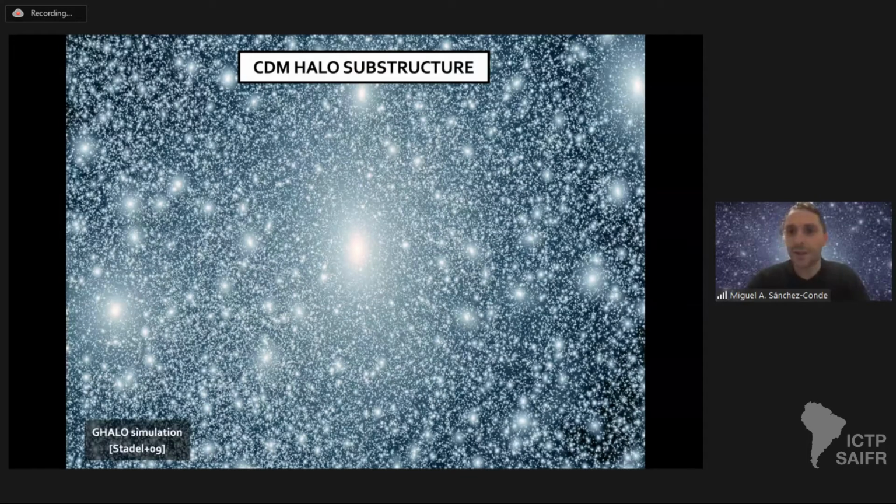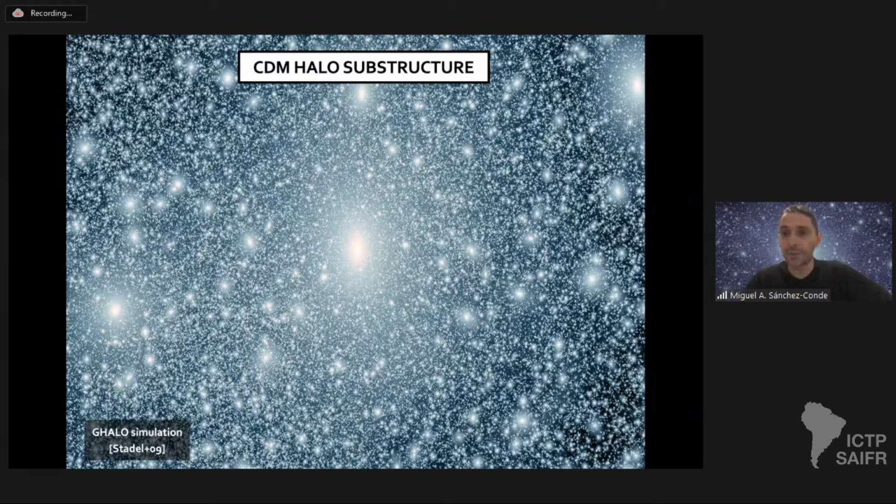So let me start with an image like this one. This is a snapshot at redshift 0 of an N-body cosmological simulation of a Milky Way size halo, by the way. This is in particular coming from the GHALO simulation performed by Stadel and collaborators more than 1 decade ago. It has a superb resolution, almost 2 billion particles within the virial radius of the Milky Way, which basically allows you to resolve very, very tiny stuff here.